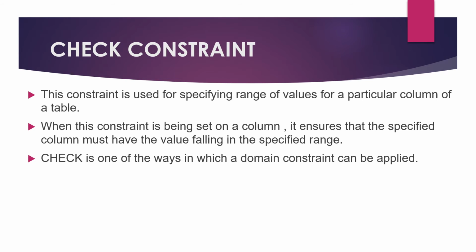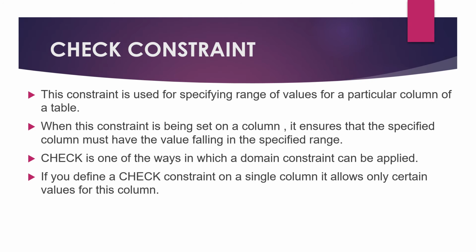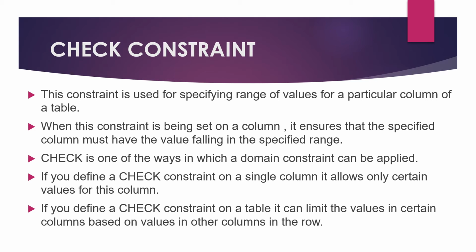Next is the check constraints. These constraints are used for specifying range of values for a particular column of a table. When these constraints are set on a column, it ensures that the specified column must have the value falling in the specified range. Check is one of the ways in which a domain constraint can be applied. If you define a check constraint on a single column, it allows only certain values for this column. If you define check constraints on a table, it can limit the values in certain columns based on values in other columns in the row.